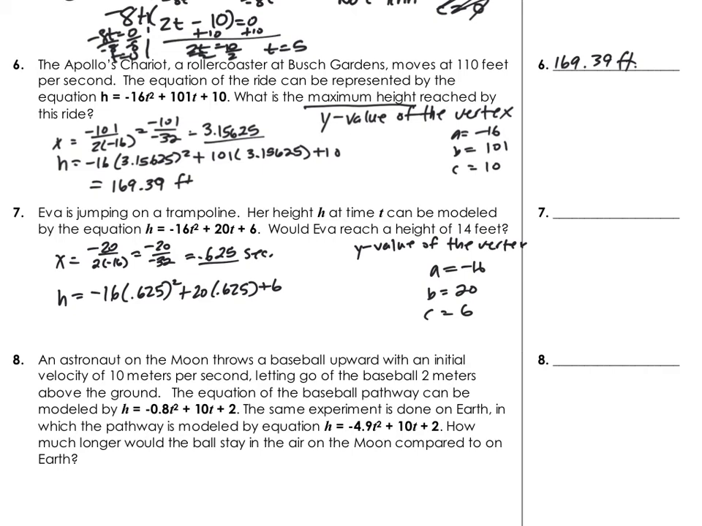And I'm putting this into my calculator just as I've written it there, with parentheses and all. And I get 12.25 feet. So if the maximum height at the vertex is only 12.25 feet, then she never reaches a height of 14 feet. So the answer is no.